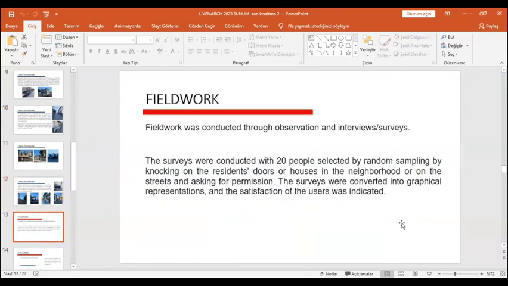Field work was conducted through observation, interviews, and surveys. The surveys were conducted with 20 people selected by random sampling, by knocking on the doors of houses in the neighborhood or approaching people on the street and asking for permission. The surveys were converted into graphical representations, and the satisfaction of the users was indicated.